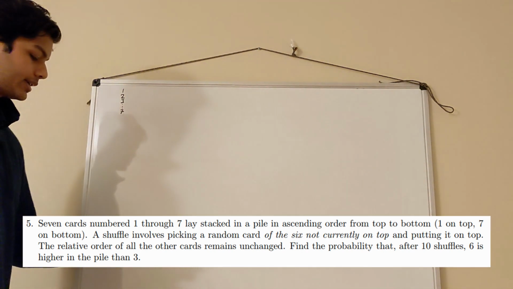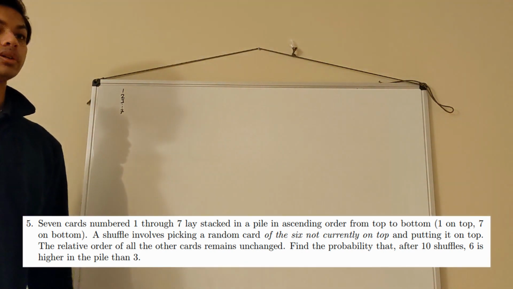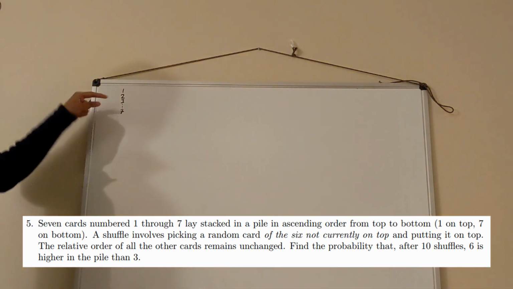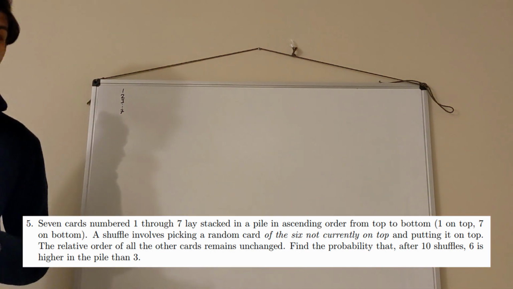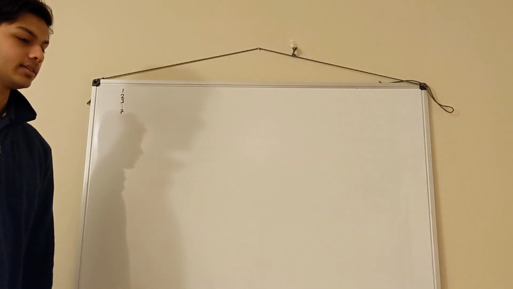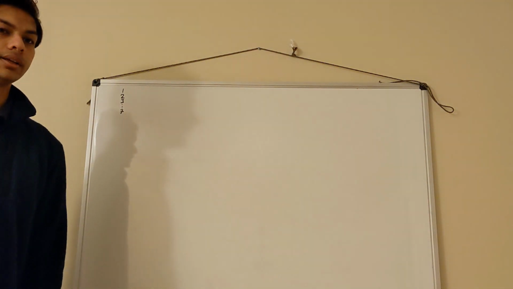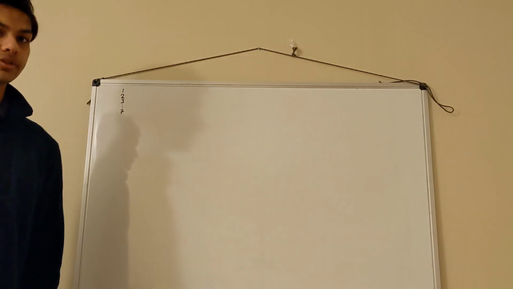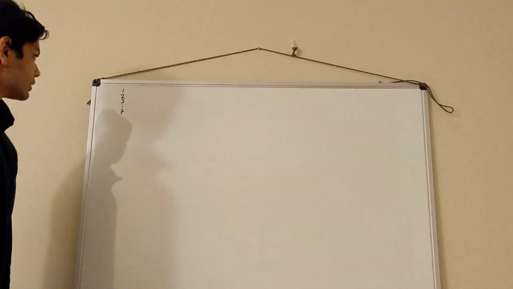And we're asking, after 10 shuffles, what is the probability that, top to bottom, 6 ends up above 3? So the first thing that you might think about when you're starting off this problem is, instead of looking at 10 different shuffles, to just look at one shuffle and see what happens.